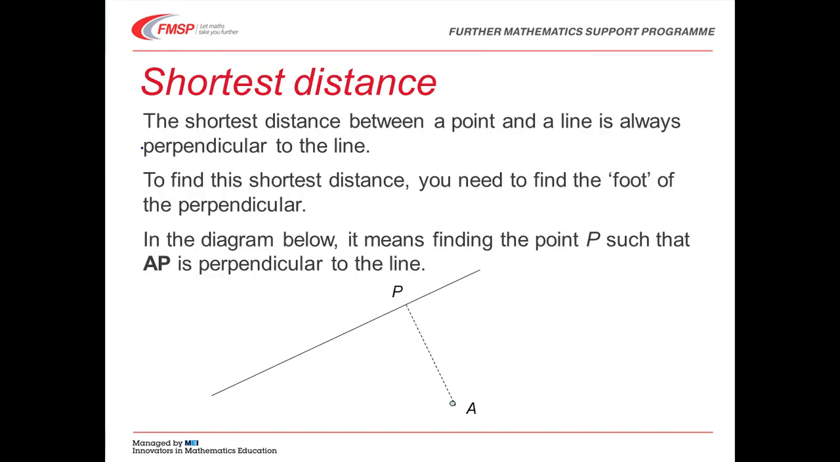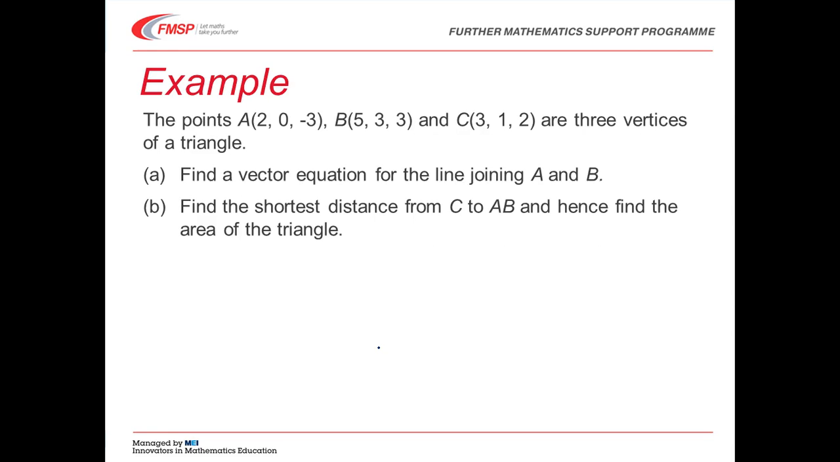Okay, the other thing that you need to be able to do is to find the shortest distance between a point and a line. And the important fact you need to know for this is that that shortest distance will always be perpendicular. So we need the perpendicular distance, and that means we have to find a point P such that the line AP is perpendicular to the line that we were given.